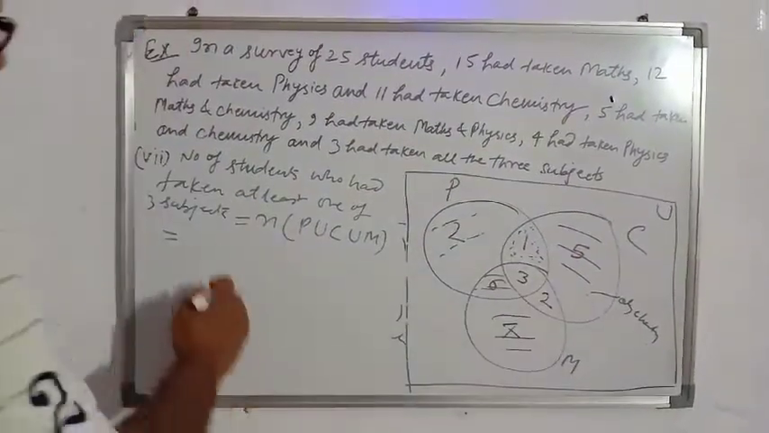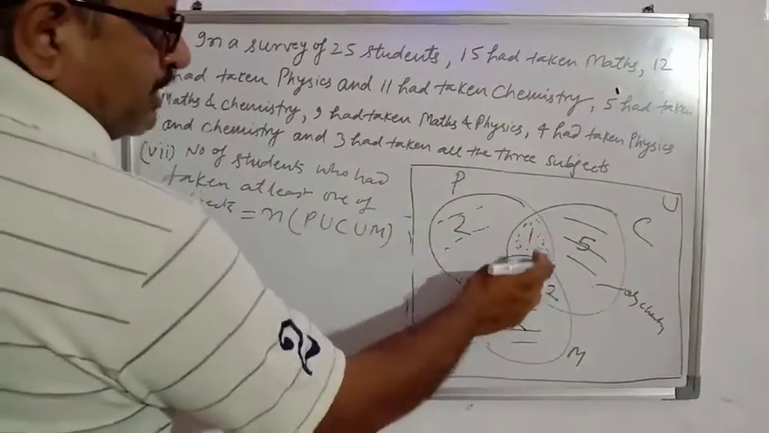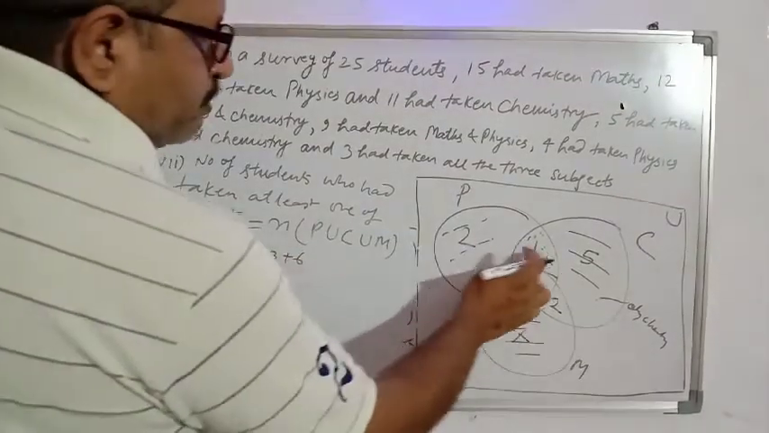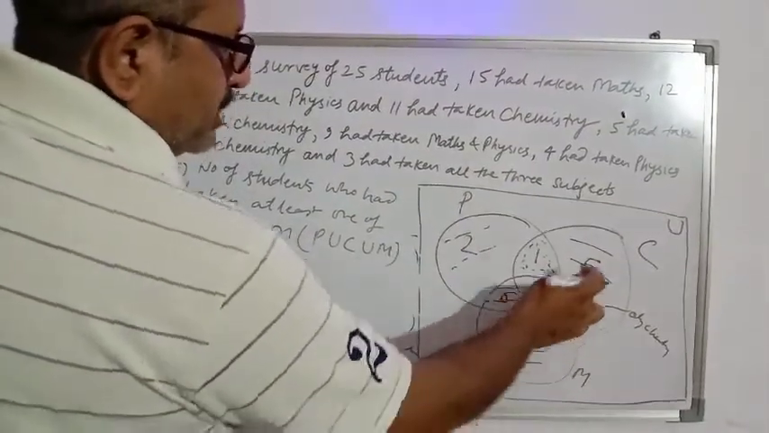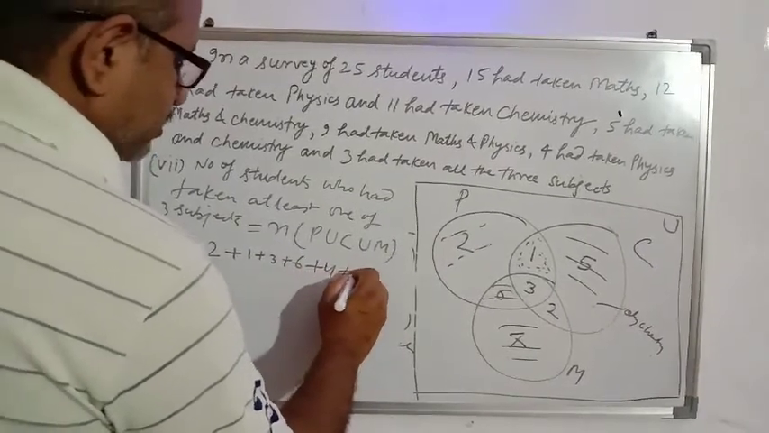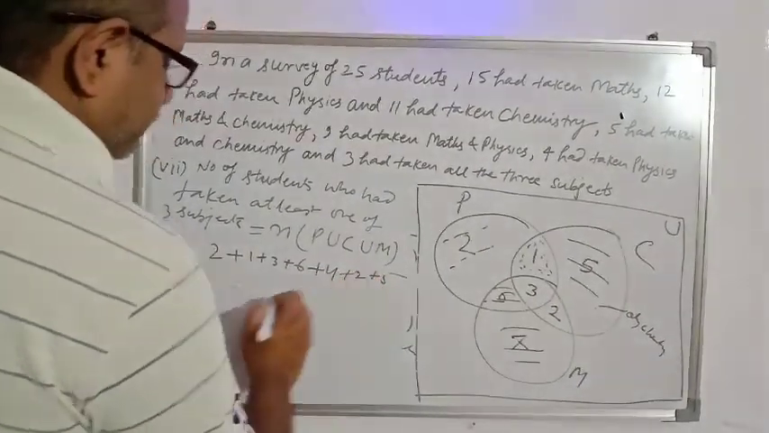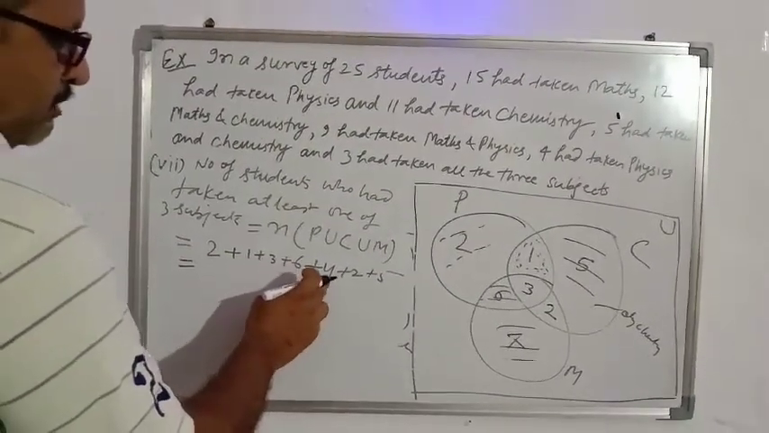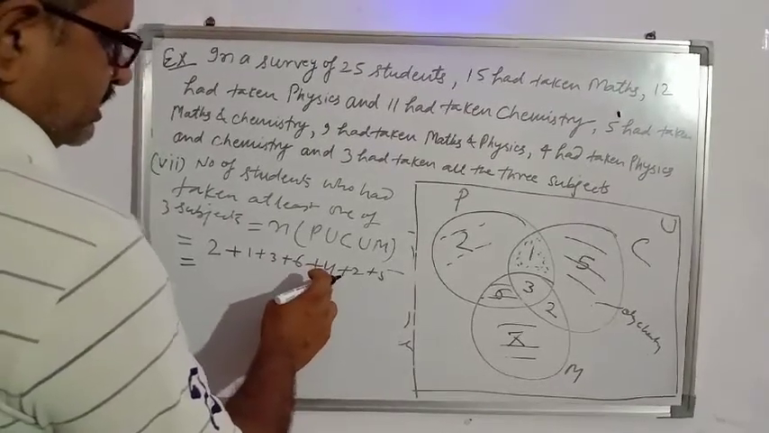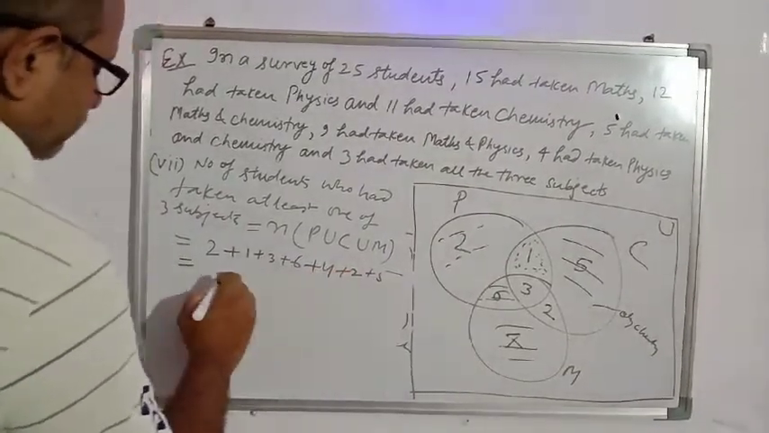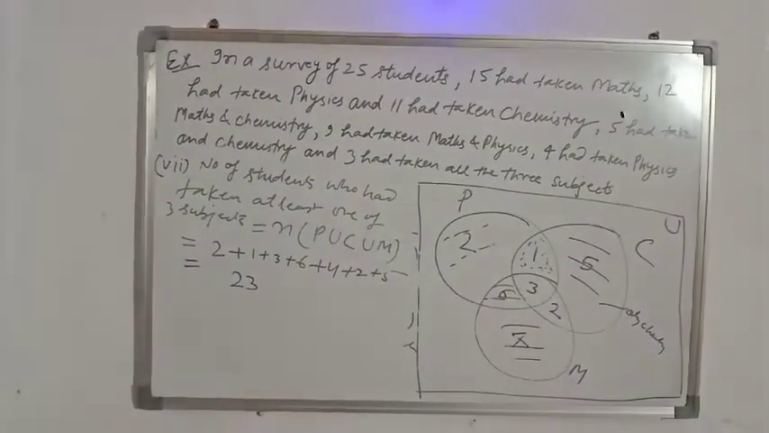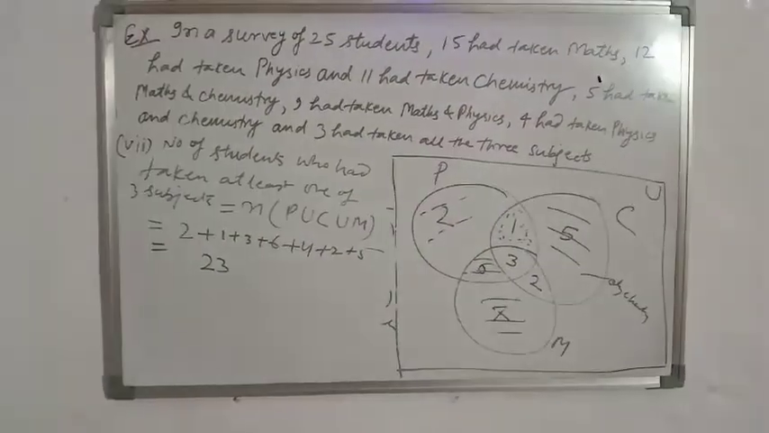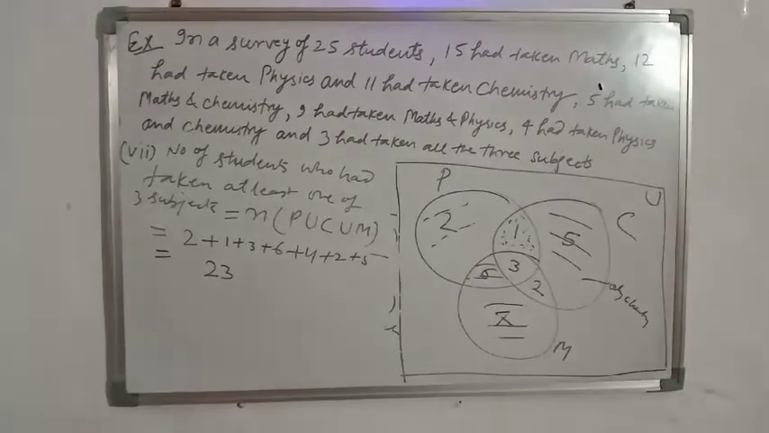So add all the numbers. 2 plus 1 plus 3 plus 6 plus 4 plus 2 plus 5. Add it. 2 plus 1 is 3, 3 plus 3 is 6, 6 plus 6 is 12, 12 plus 4 is 16, 16 plus 2 is 18, plus 5 is 23. So the number of students who had taken at least one subject means we have to take the union of these three sets. And last part, none of the three subjects.